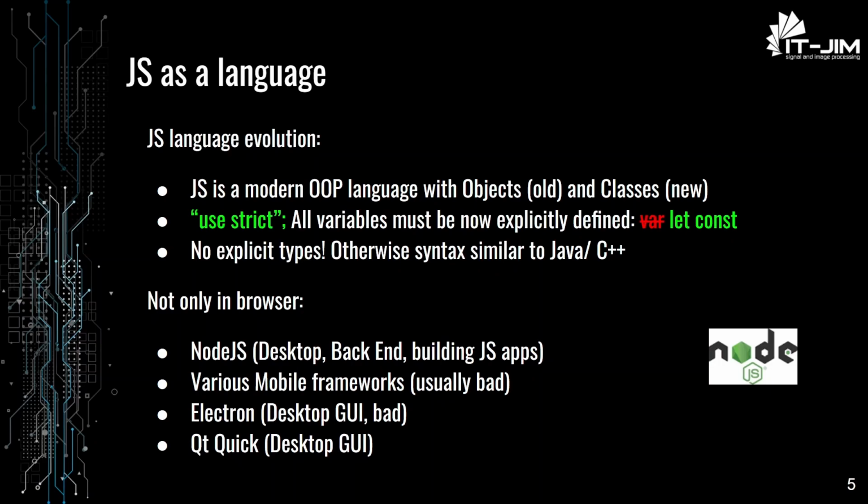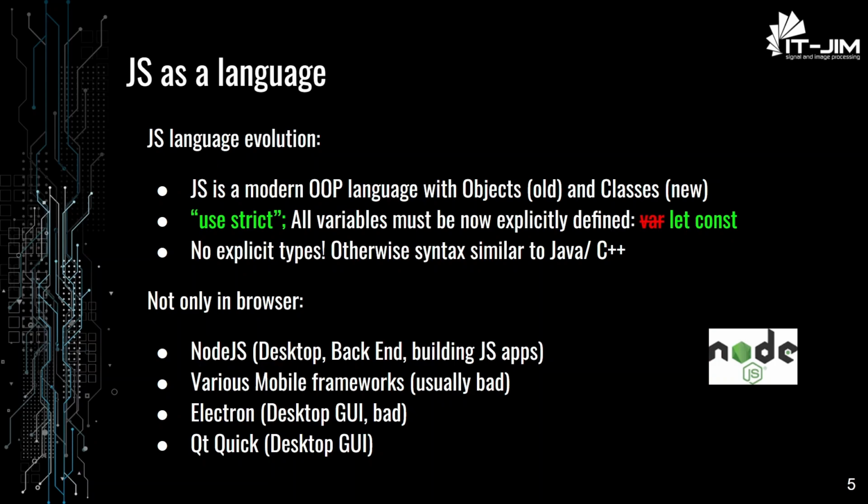JavaScript is a language that originally existed only in the browser. It's a modern object-oriented language which has the old object syntax, a few years ago extended by the new class syntax. All modern JavaScript is used in strict mode. Use strict. All variables must now be explicitly defined with let or const, while var is deprecated, but it's still there. JavaScript has no explicit types, like Python. Apart from the absence of explicit types, the syntax is rather similar to Java or C++.